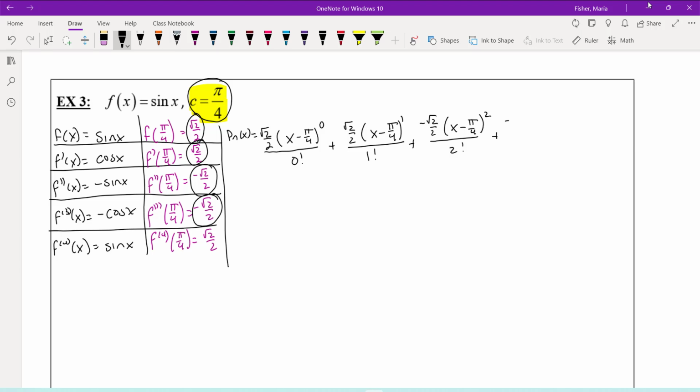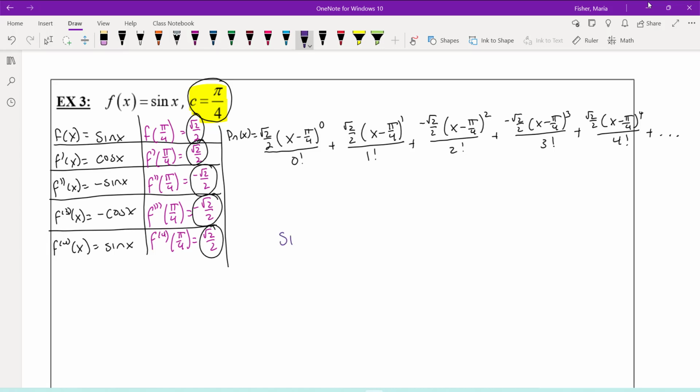negative root 2 over 2 times x minus pi over 4 cubed all over 3 factorial, plus root 2 over 2 times x minus pi over 4 to the fourth all over 4 factorial, and then plus dot dot dot. Now let's find the series.